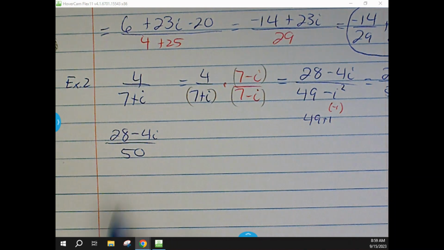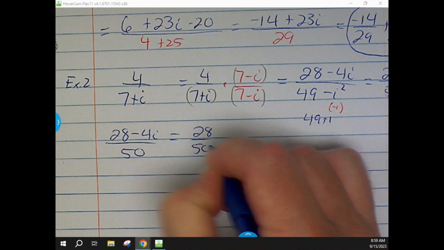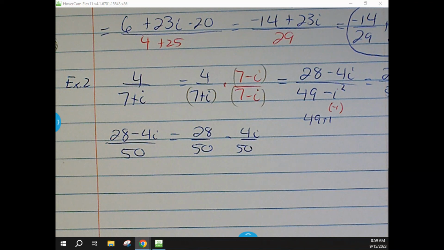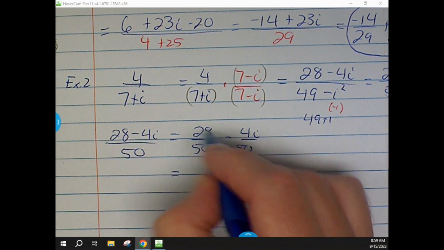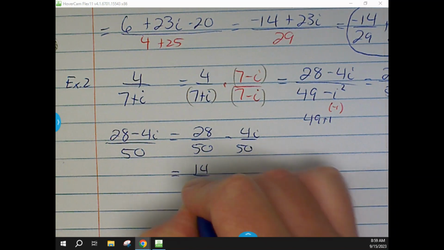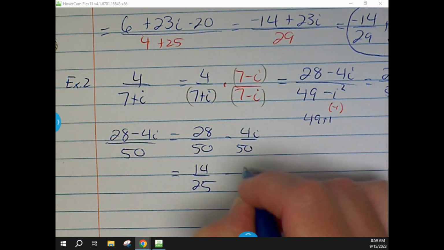All right, now, again, if you leave it like this, that would be wrong because there's a lot you can simplify on this one. You've got 28 over 50 minus 4I over 50. So you can simplify this one, divide both of them by 2, make it 14 over 25. Divide this one by 2 and make it 2 over 25.